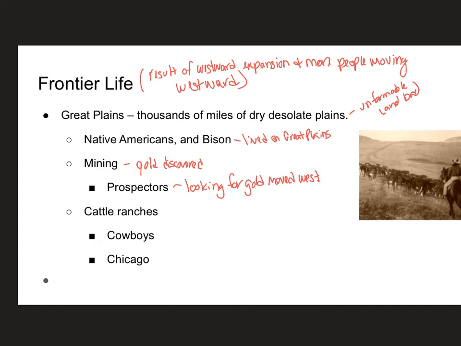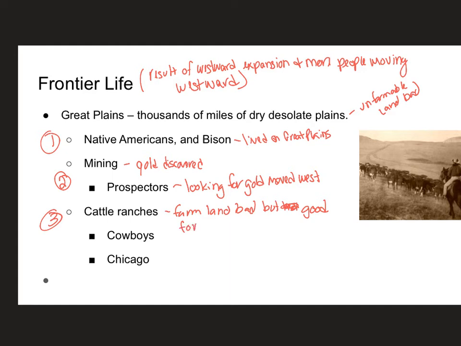In addition to that, you also had a lot of cattle ranches because the land was bad. The first group living in the Great Plains were the Native Americans. The second group living there were miners and prospectors. And then the third and final group that lived there were cattle ranches. Remember, farmland was bad, but good for cattle.